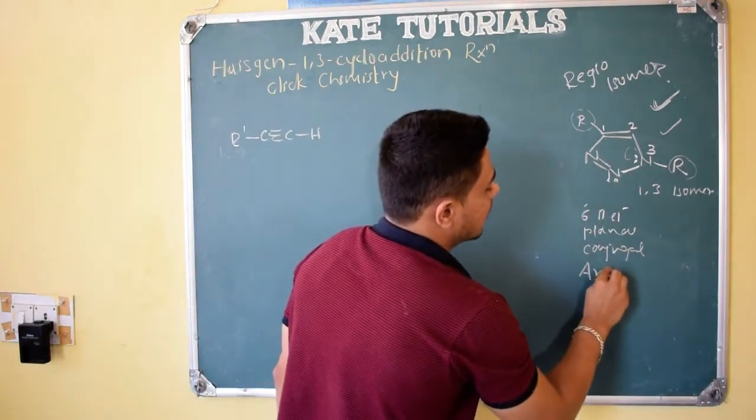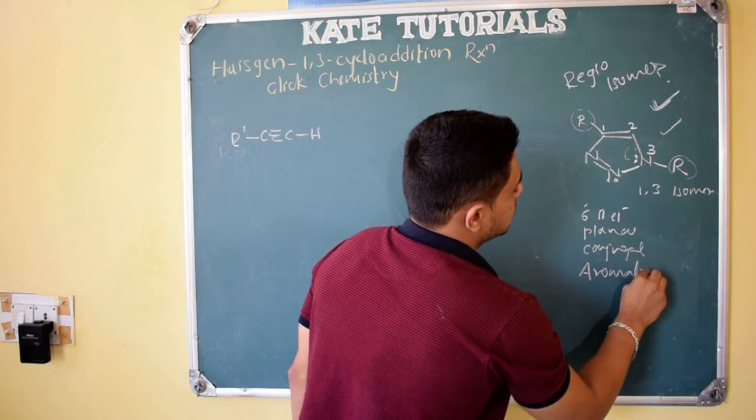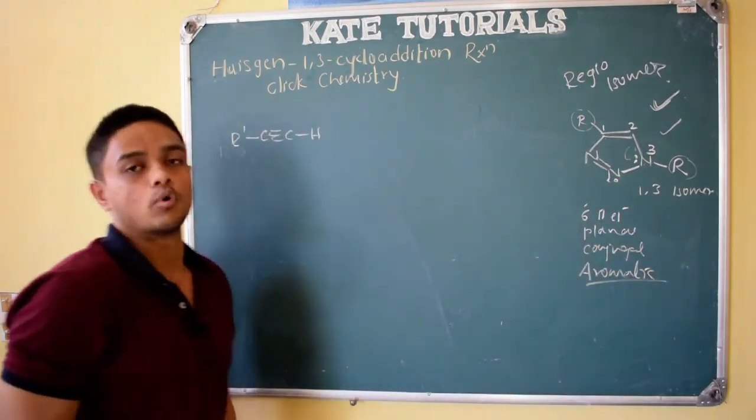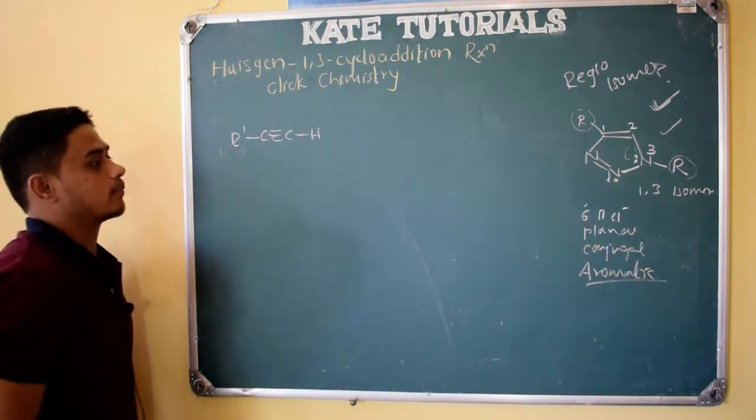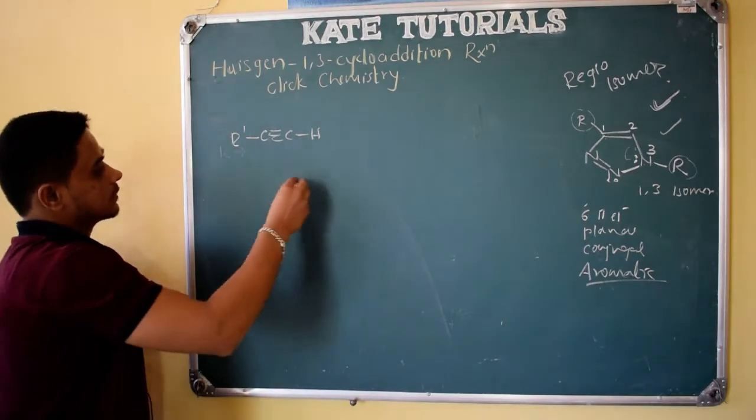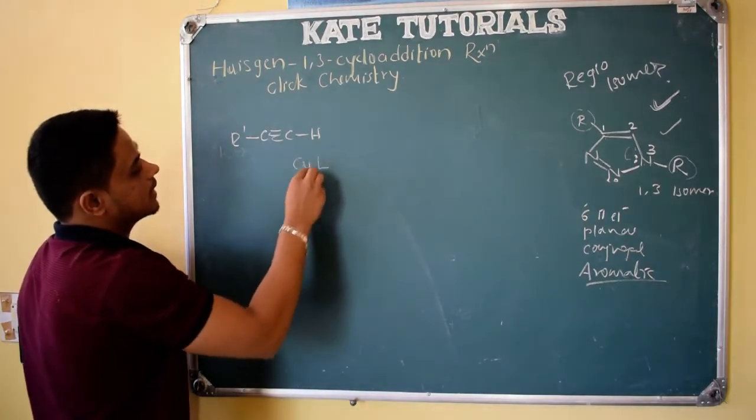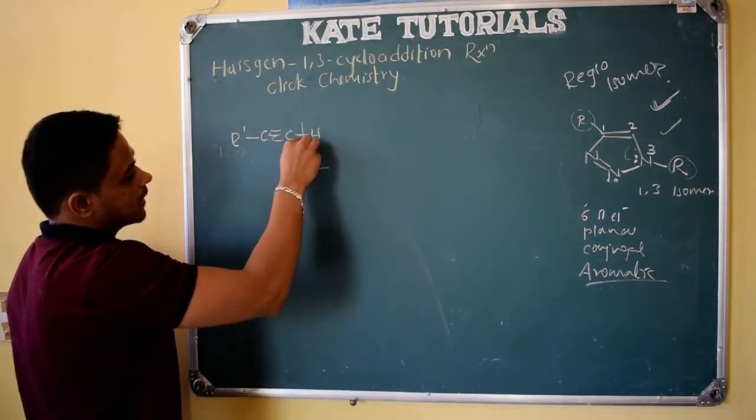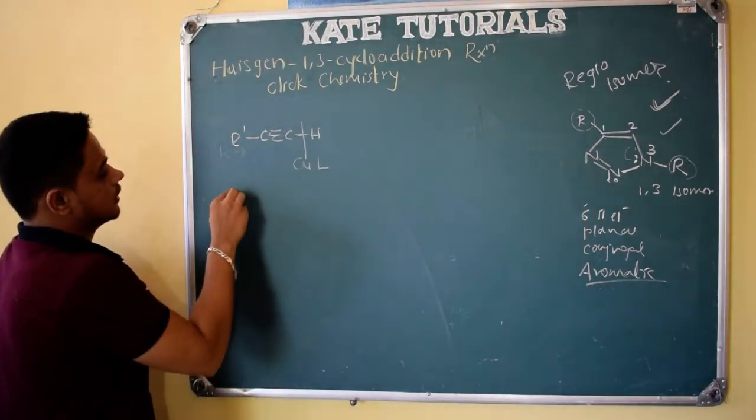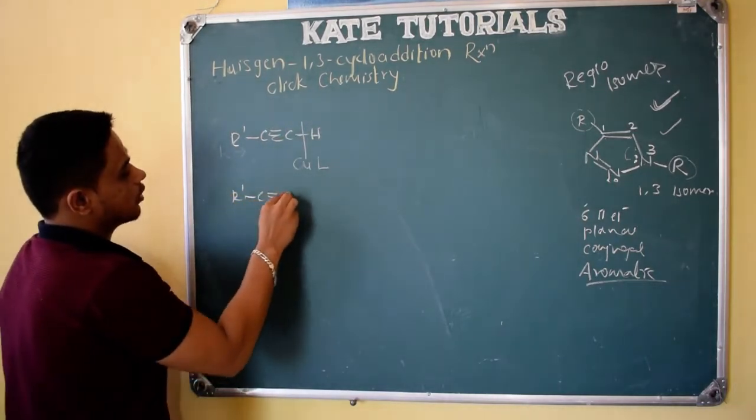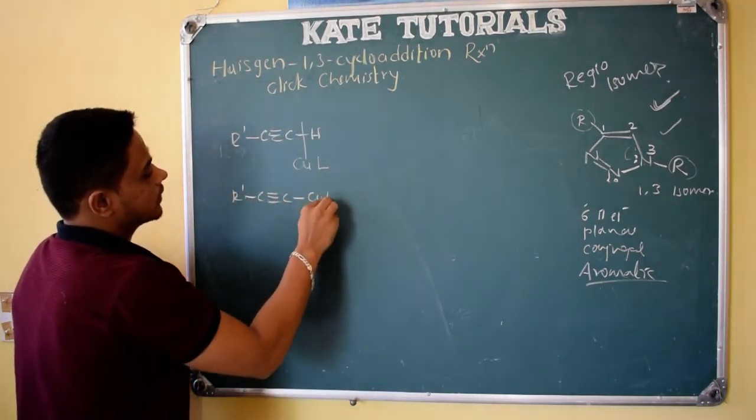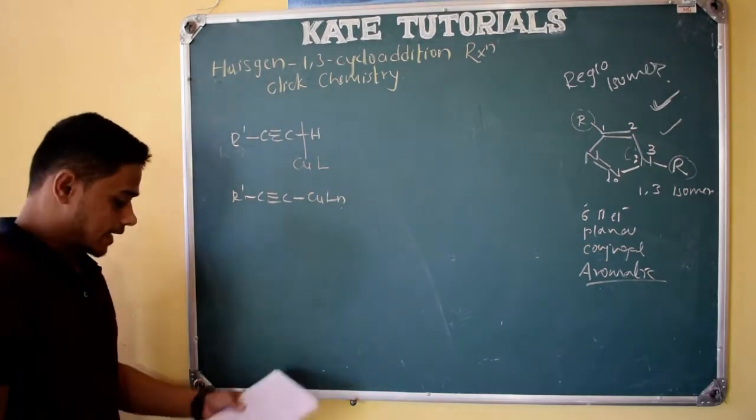So these are called aromatic species. So it is an aromatic compound, right? And the mechanism: see here, copper means ligands will be there, right? So what happens, copper gets inserted at this position. So R dash C triple bond C, and here copper with some number of ligands Ln, right?